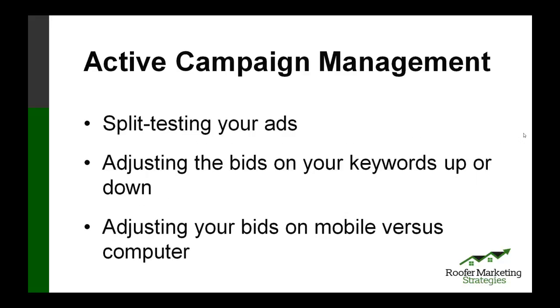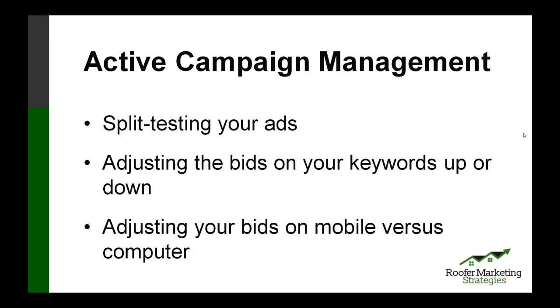That means you've got to split test your ads. Again, we showed you that we were always testing 3 ads and staying with the top 2, eliminating the one that lost, and bringing on a new ad. When you do that, you're making your ads better and better and getting better performing ads over the time. You've also got to adjust the bids on your keywords up or down depending upon what the marketplace is doing, or you could end up spending too much on your campaign.